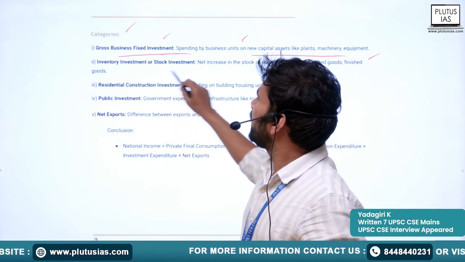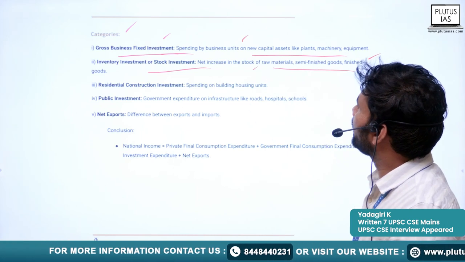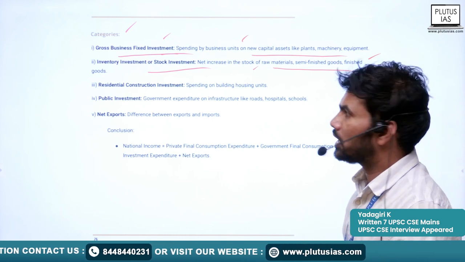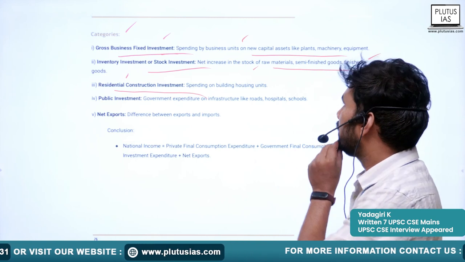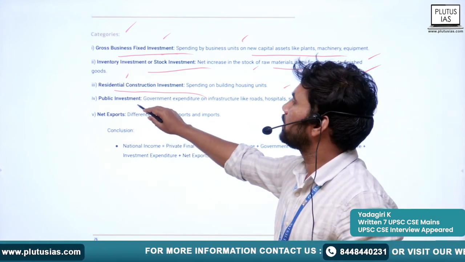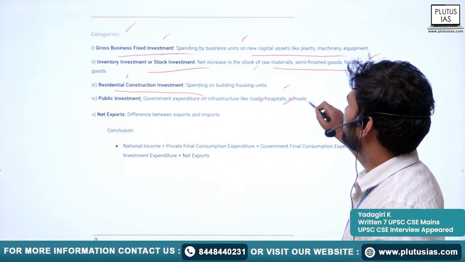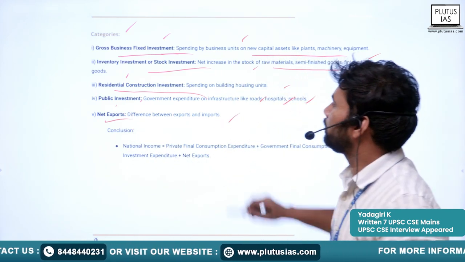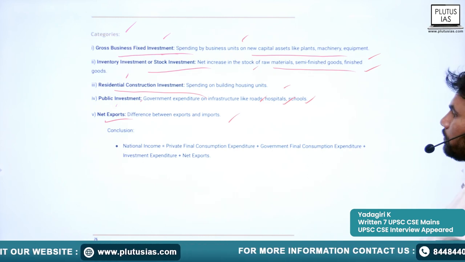Next category is inventory investment or stock investment, the net increase in the stock of raw materials, semi-finished goods, finished goods, etc. Third one is residential construction investment, spending on building and housing units. Fourth one is public investment, government expenditure on infrastructure like roads, hospitals, schools, etc. Next one is net exports, the difference between exports and imports, that is known as net exports.